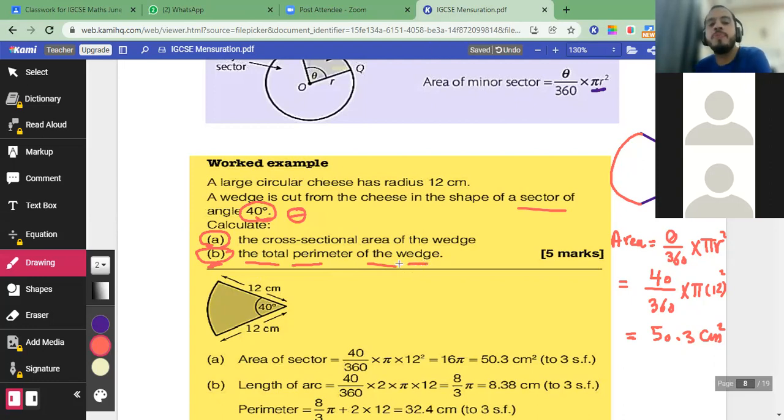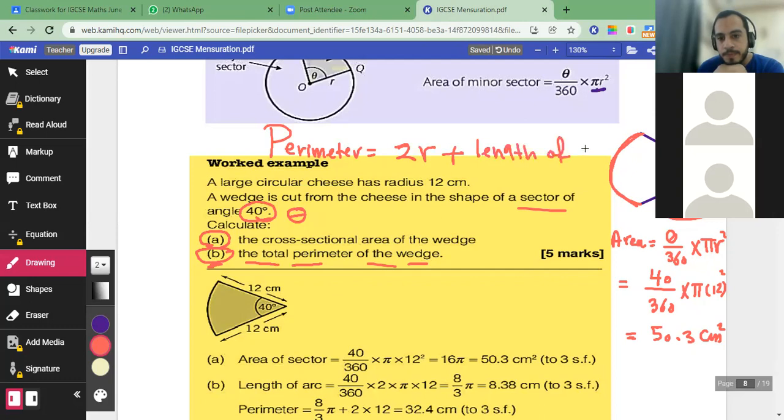Exactly. So the total perimeter, guys, is 3 parts. How many parts? 3 parts. Actually, it's 12 plus 12 اللي هم 2 radii plus length of the arc. يعني أنا أقول له هنا البارامتر ده equals 2r يعني r plus r plus length of the arc.